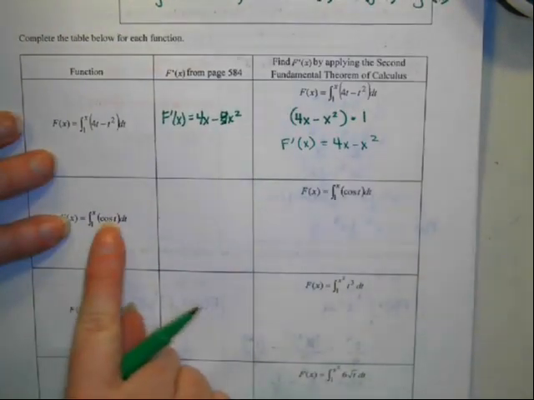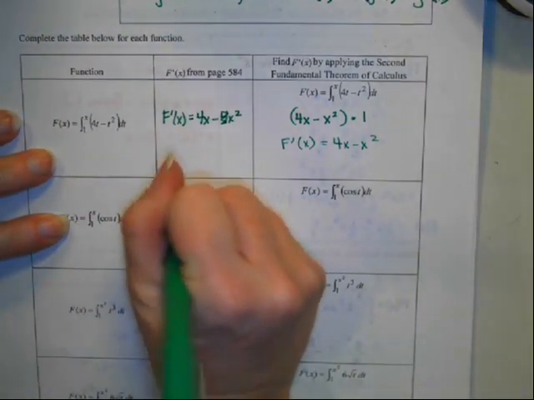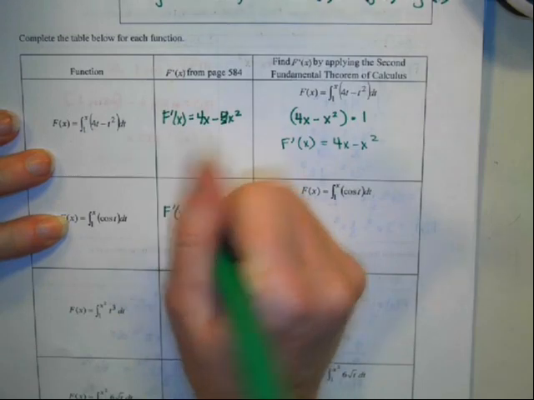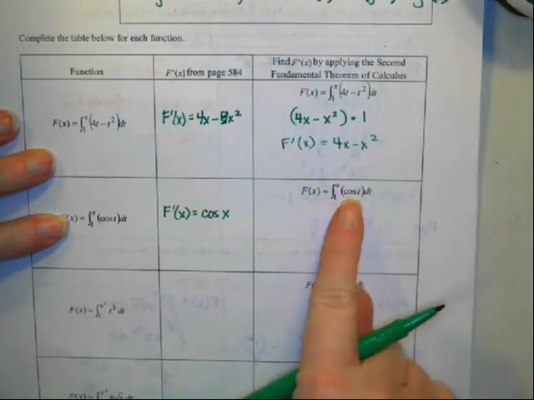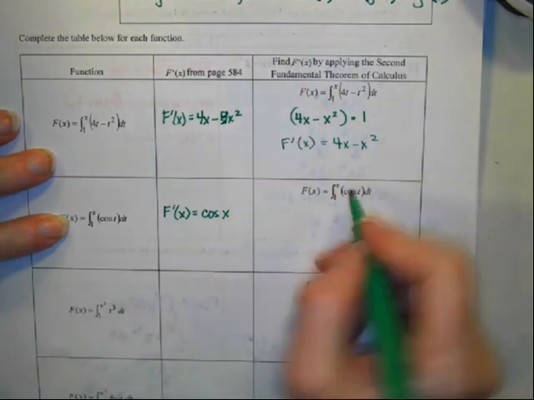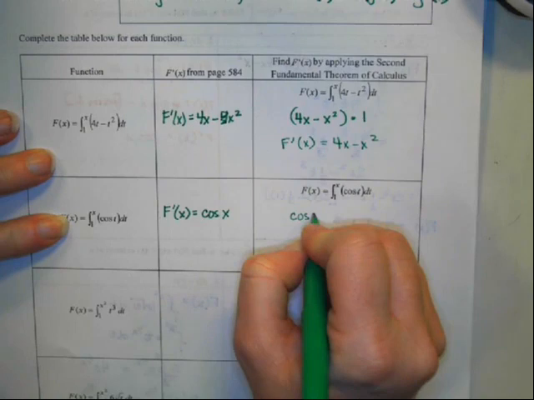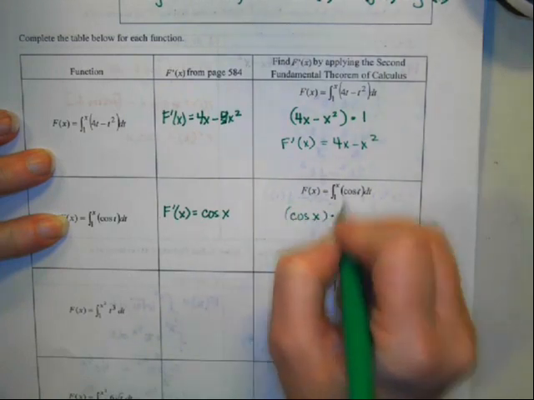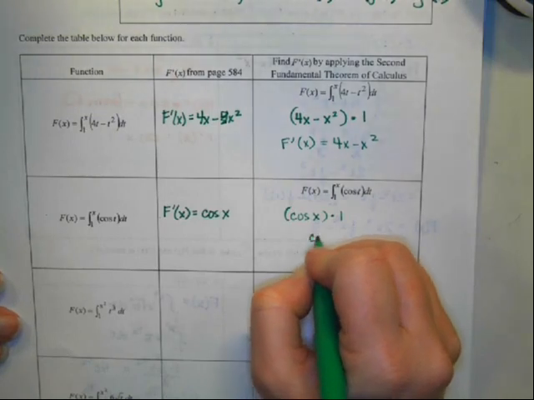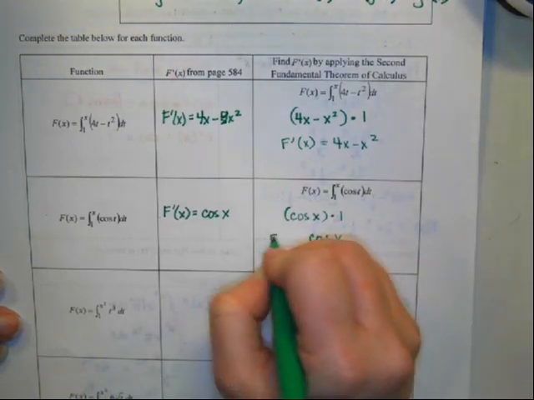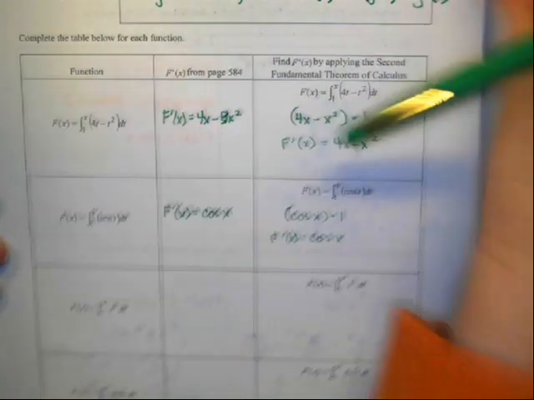So this one, remember we found our f prime of x to be cosine x. If we do it the second fundamental theorem way, we're going to take our bound and plug it in. So that would be cosine x. And then multiply that by the derivative of your bound, which is just 1. So it's just cosine x. Again, much faster. And it'll really show up on these.